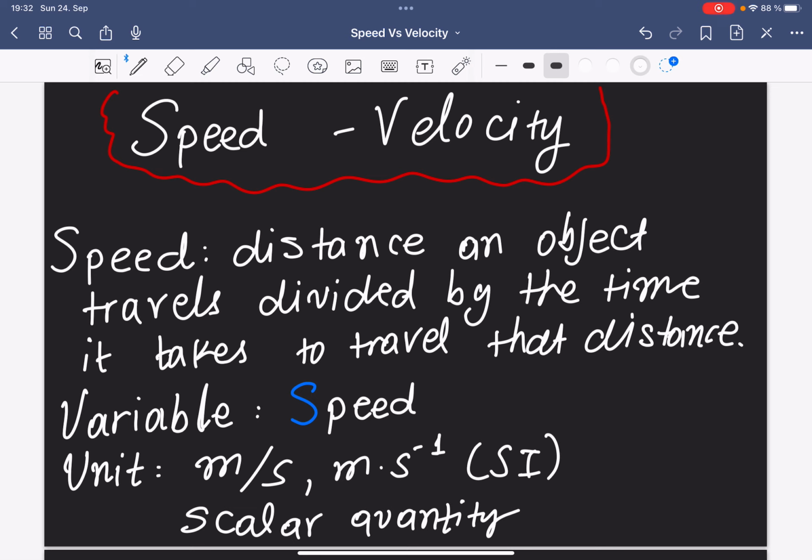Today's topic is going to be about speed and velocity, two different quantities that we tend to use interchangeably in physics. It's something that confuses a lot of students. So hopefully by the end of this video, it will be quite clear to you when we use speed and velocity and what's the difference between these two key concepts in physics.